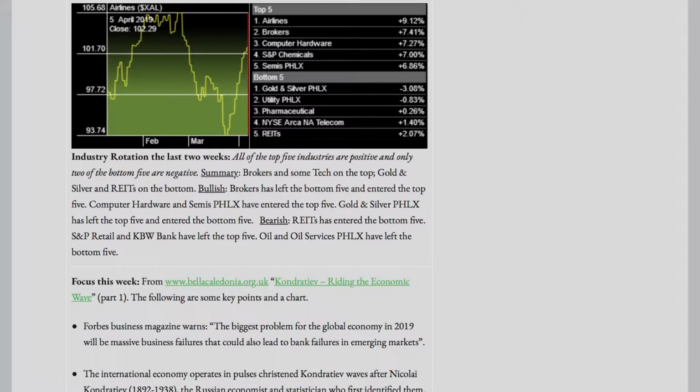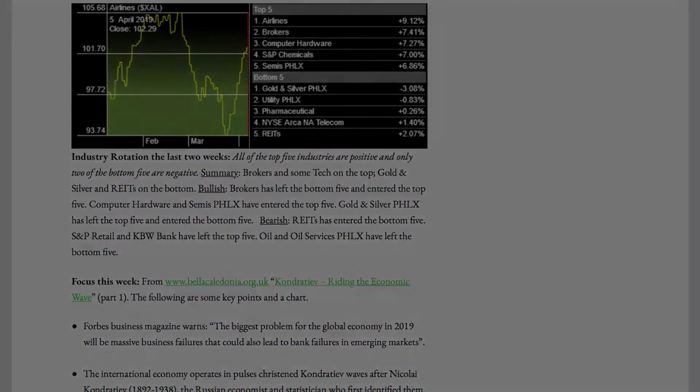Gold and silver has left the top 5 and entered the bottom 5. Bearish REITs has entered the bottom 5. S&P Retail and KBW Bank have left the top 5. Oil and oil services have left the bottom 5.